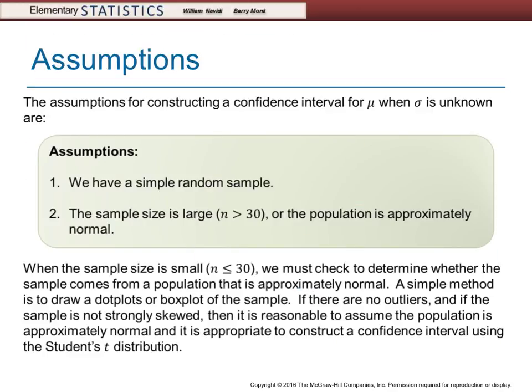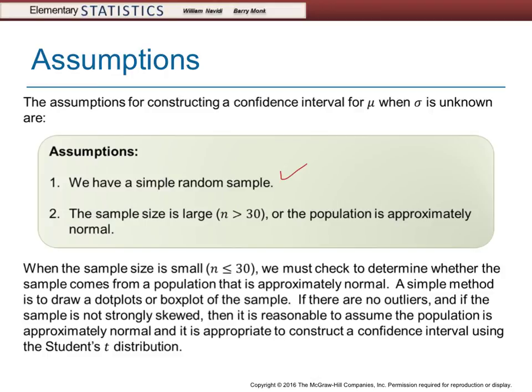So here are our assumptions. The assumptions for constructing a confidence interval for mu when sigma is unknown are the following. We have a simple random sample. The sample size is larger than 30, or the population is approximately normal.